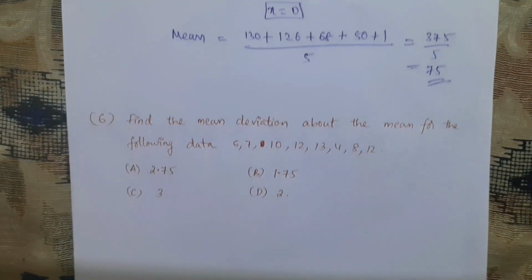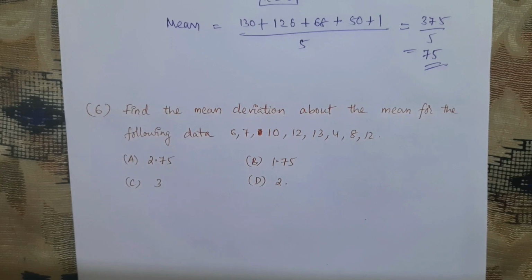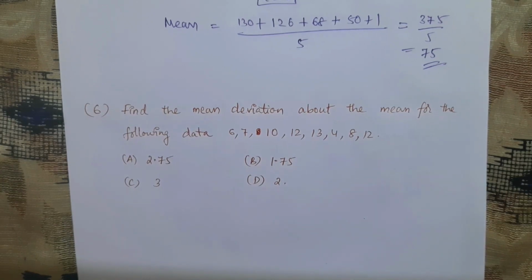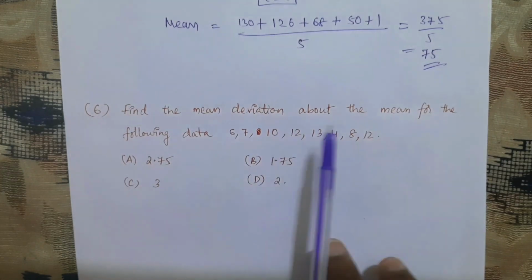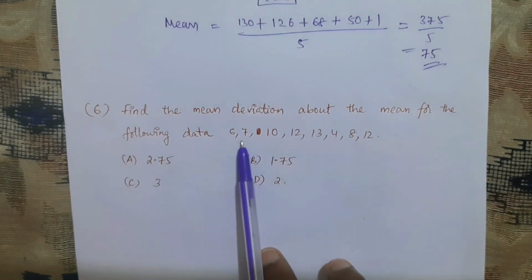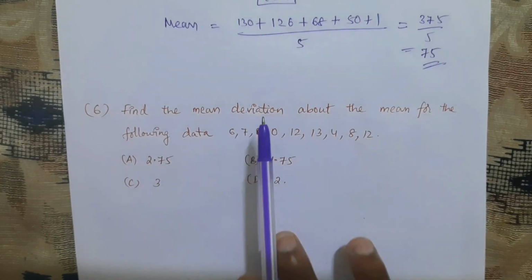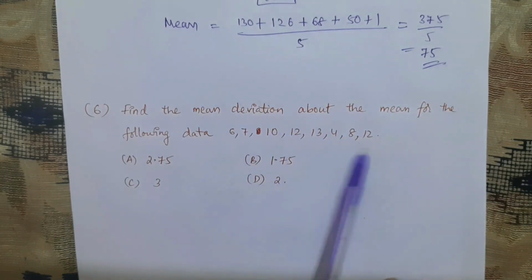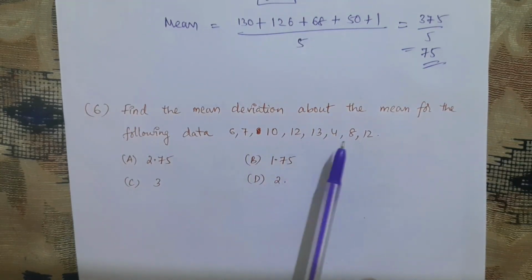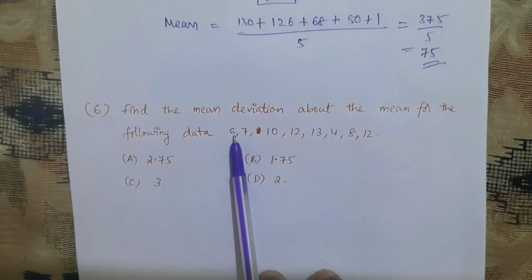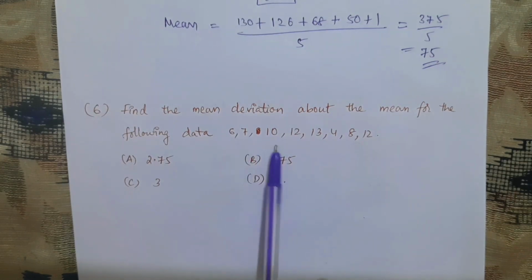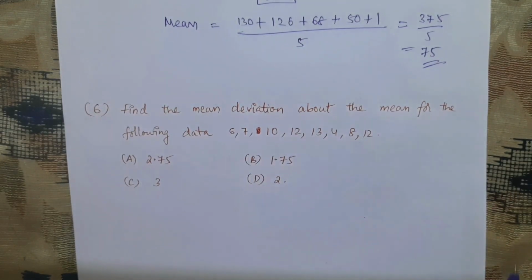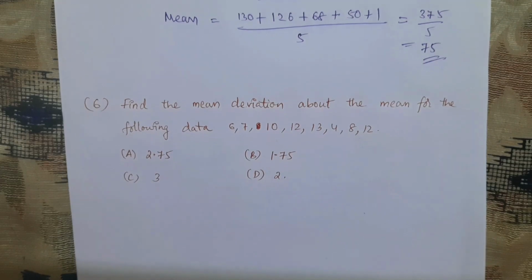Next, question number 6. Find the mean deviation about the mean for the following data. So this is the data. You know deviation. Deviation means what? First we need to find the mean for this. Whatever you get from each initial number minus the mean, we will consider as the deviations. Let us solve this type of question also.